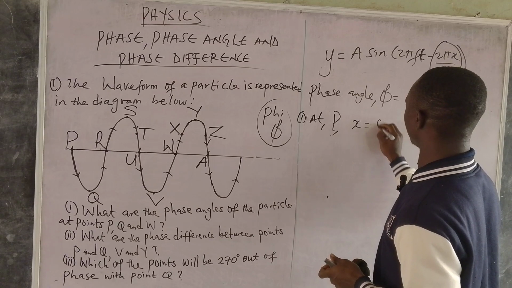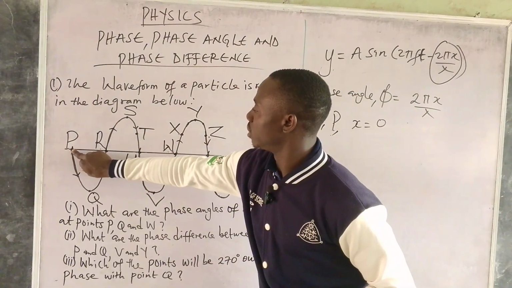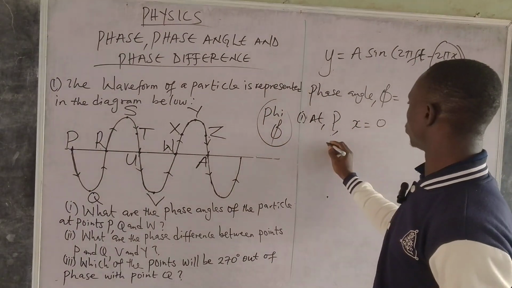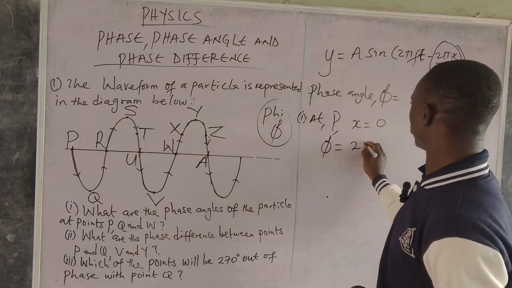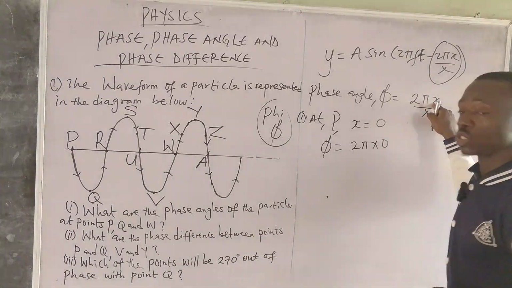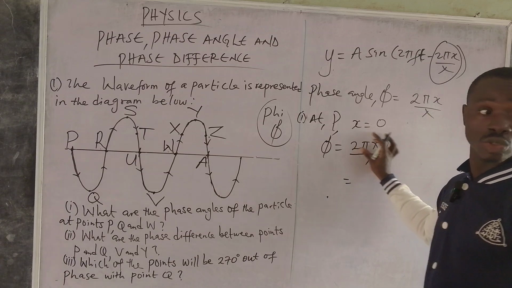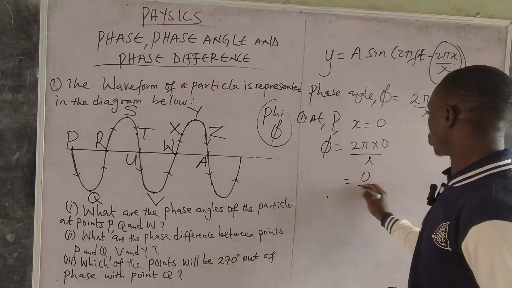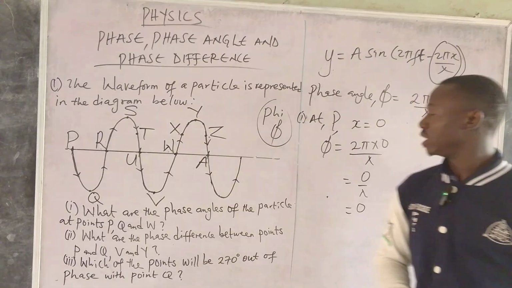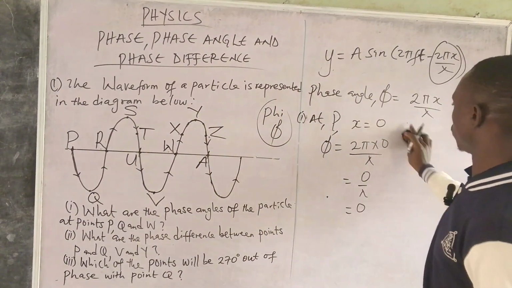X will be equal to what? 0. Since P is at the origin, so we don't have a horizontal distance from the origin. Now what will happen to phi? Phi will now be equal to 2 pi times what? 0. You substitute 0 for x over lambda. Now the whole of this goes to 0. 2 pi times 0 gives us 0 over lambda, which is equal to 0. So it means the phase angle at point P is equal to 0.